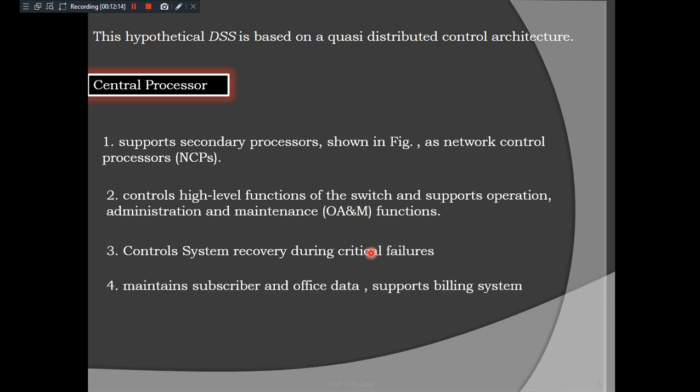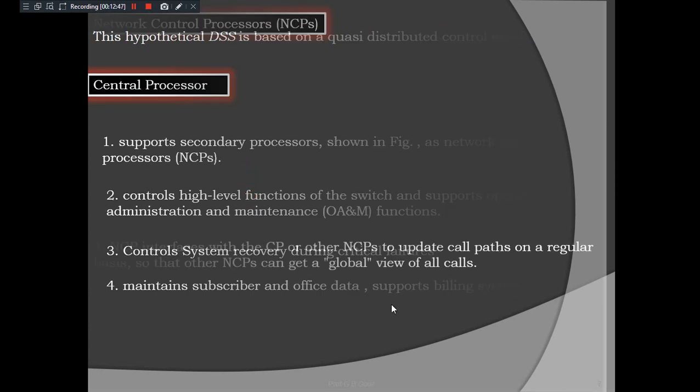So, to maintain subscriber and office data and support the billing system, that is already explained. The central processor has that data too, because that data is already there in level 2. The level 3, that is the central processor, is also going to maintain one master copy, because if the NCPs fail, then you cannot access the database there. So that's why the central processor is going to maintain one copy, now to support normal operations.